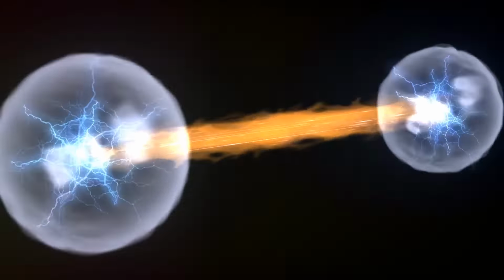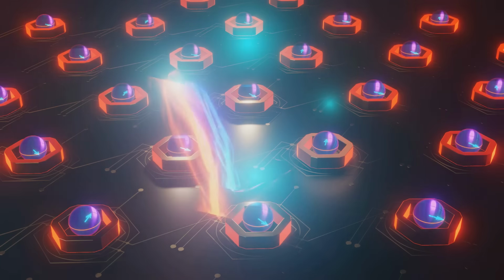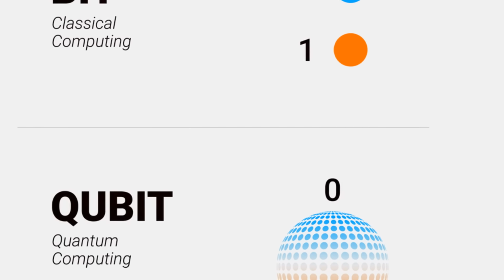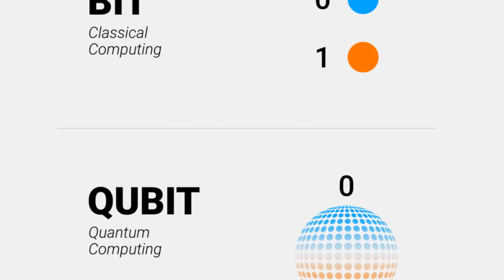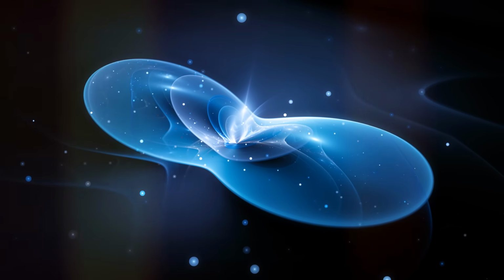Superposition allows quantum computers to process multiple possibilities at once, enabling them to perform certain calculations much faster than classical computers. When a qubit in superposition is measured, it collapses into a definite state of either 0 or 1. The act of measurement ends the superposition.